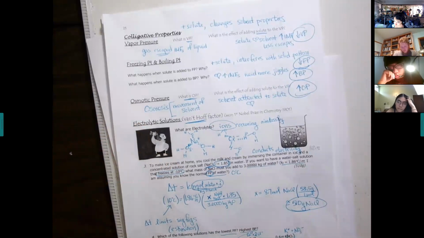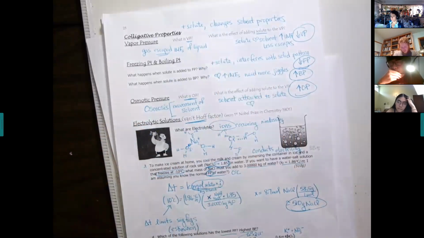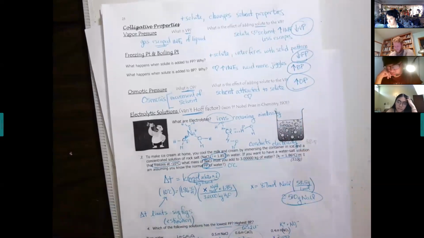The bigger point for colligative properties is this. The idea of why you add salt to water when you cook. Well, actually, why you add salt to water when you cook is usually so the noodles don't stick together and it gives it flavor. But when you add salt to water, you actually make the boiling point higher, which is fascinating.